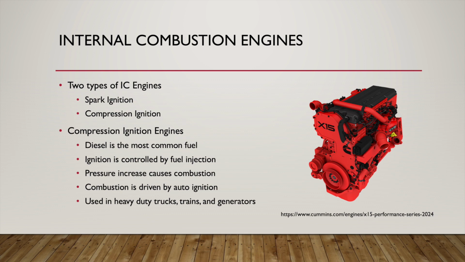And so diesel is the most common fuel for these compression ignition engines. And what's different from a spark ignition is that ignition is controlled by fuel injection and compression. So the combustion is driven by auto ignition, and there is no spark to start it. It just ignites on its own. So what happens is the fuel and air mixture is compressed, and then it ignites from the increase in pressure and temperature from the process of compressing the mixture.